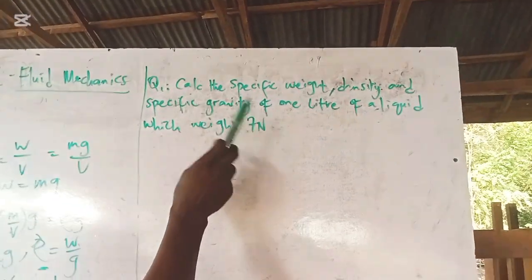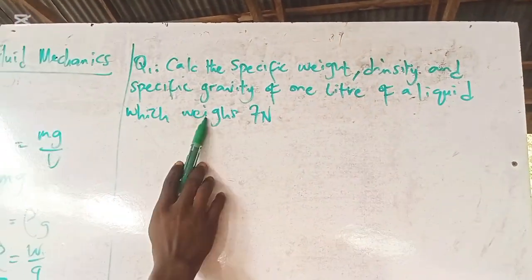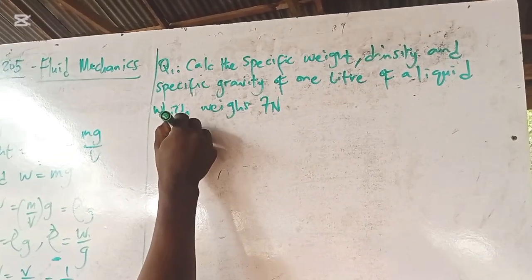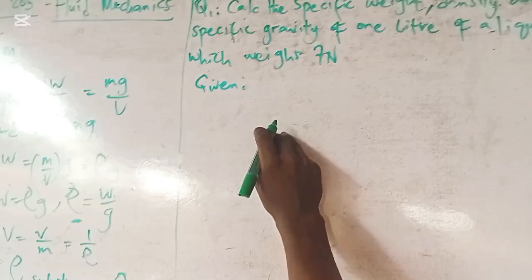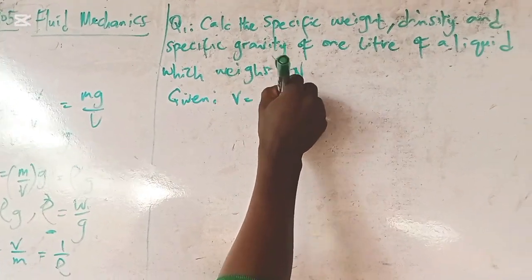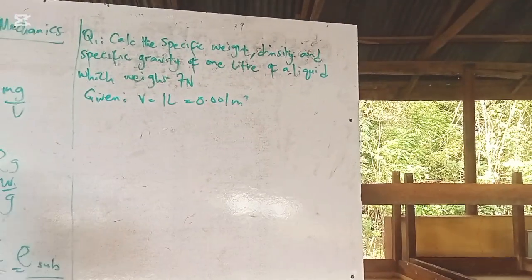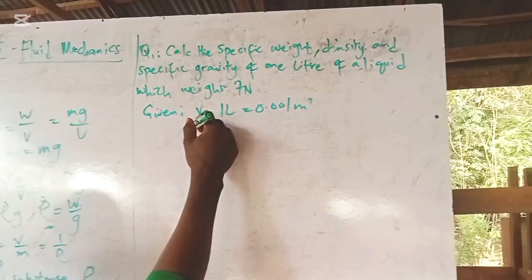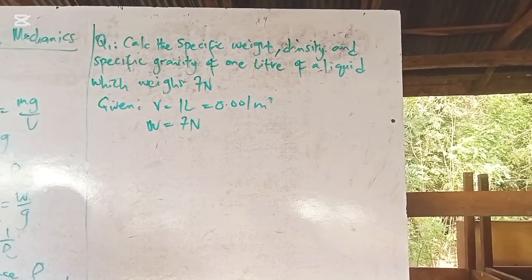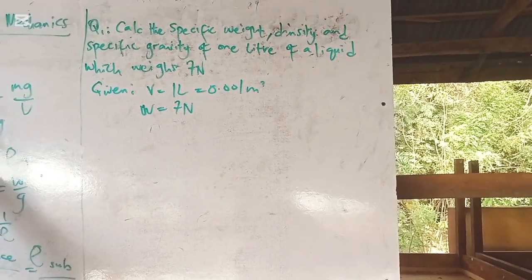So now let's calculate the specific weight, density, and specific gravity of 1 liter of a liquid which weighs 7 Newton. So let us pick out the given. What were we given? We are given volume as 1 liter, which is also equal to 0.001 meter cube. That's the volume. Then we are also given weight as 7 Newton. And you have to look for specific weight. From here we know that specific weight is weight over volume.